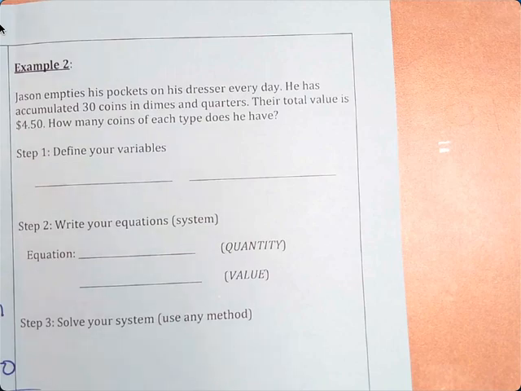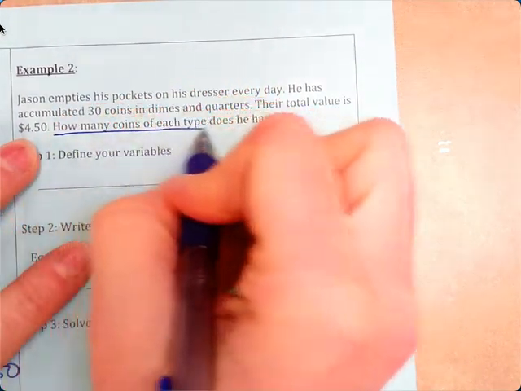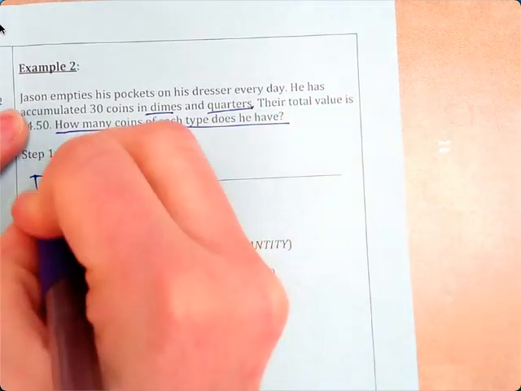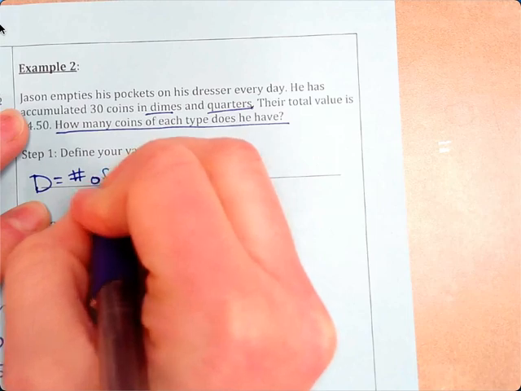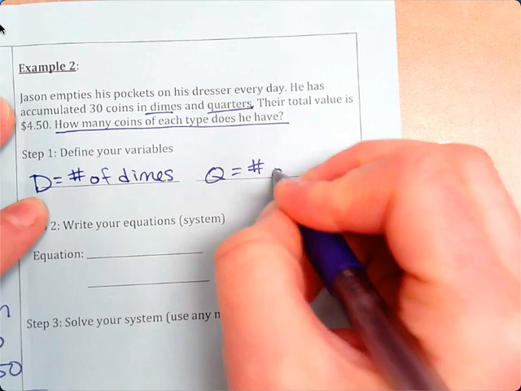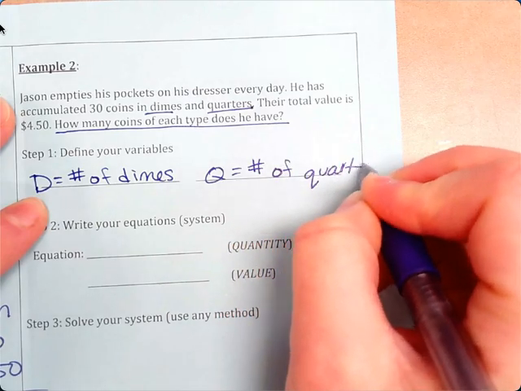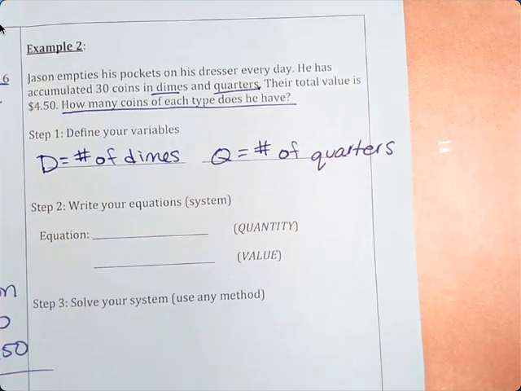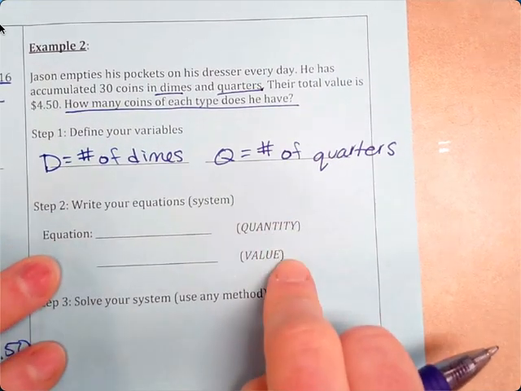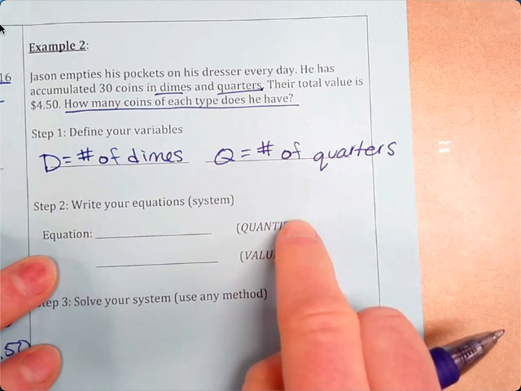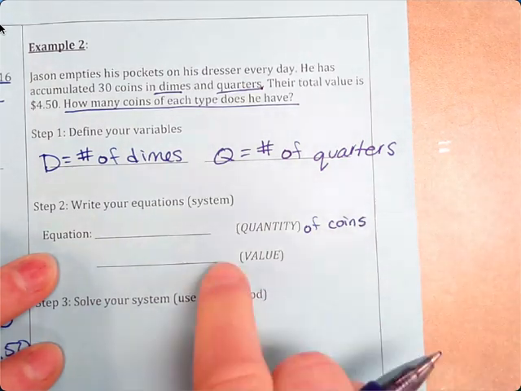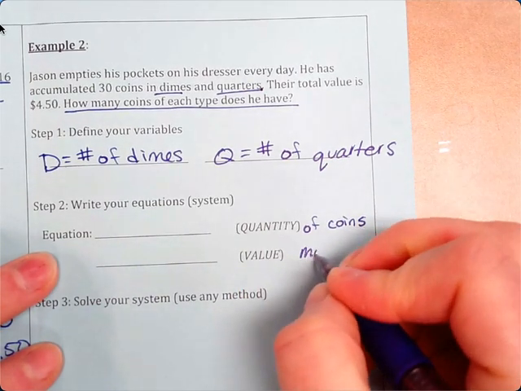So let's define our variables. It usually comes at the question. So D for number of dimes. Q for number of quarters. And you were given a hint for your two equations. One's dealing with the quantity of coins, and the other one's dealing with the value, basically how much money it is.